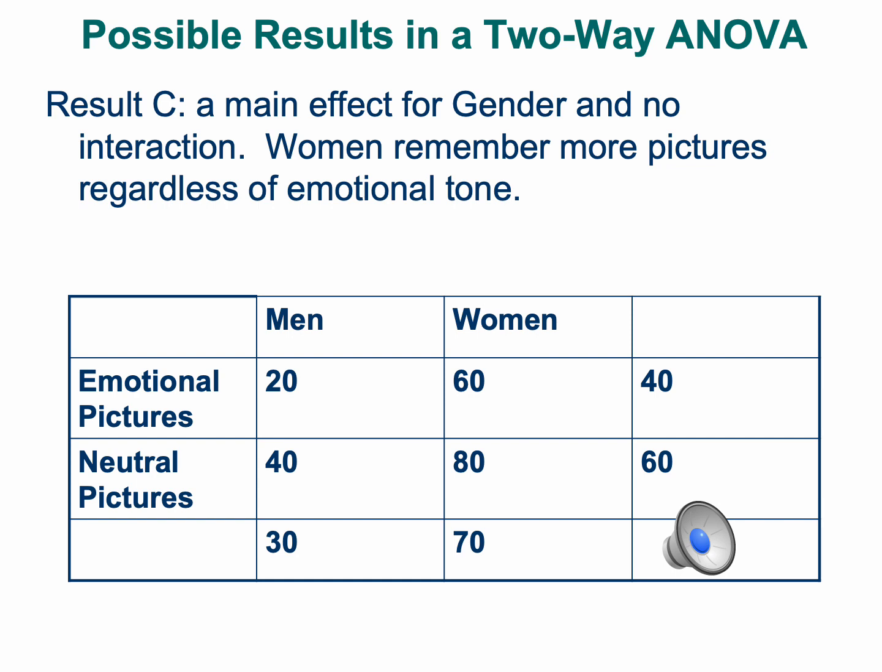So here you've got a difference between men and women in regards to the tone. Men, if you look down the column there, men are remembering 20 emotional pictures and 40 neutral ones, and women are remembering 60 emotional pictures and 80 neutral ones. And you can see the ratio is roughly the same. So across the board, there is no main effect for the type of picture. It's only reflecting a difference across men and women.